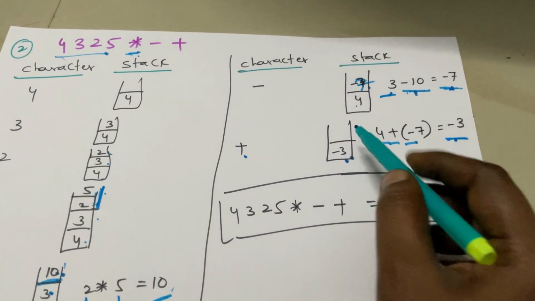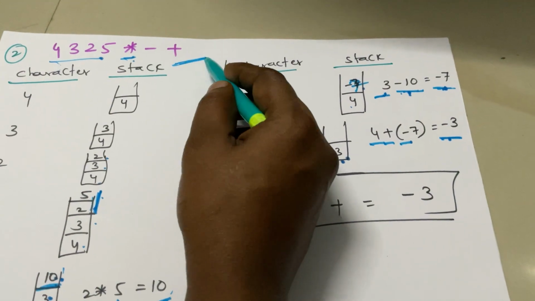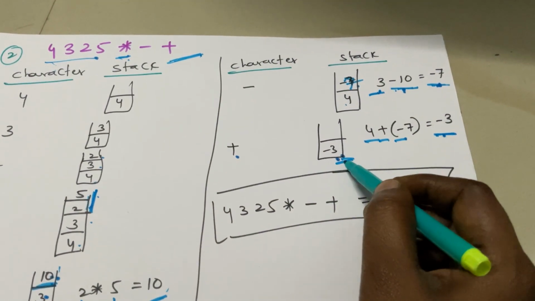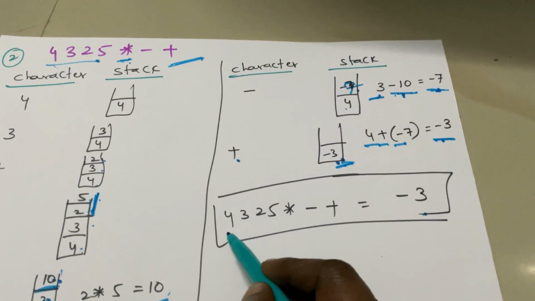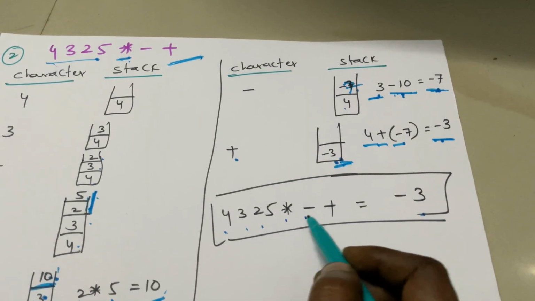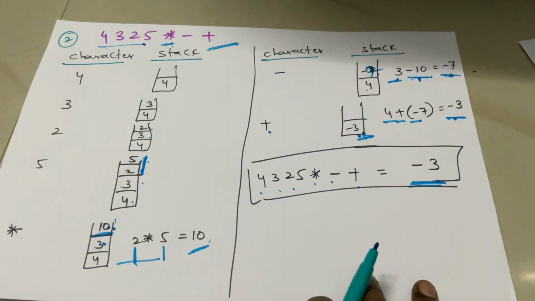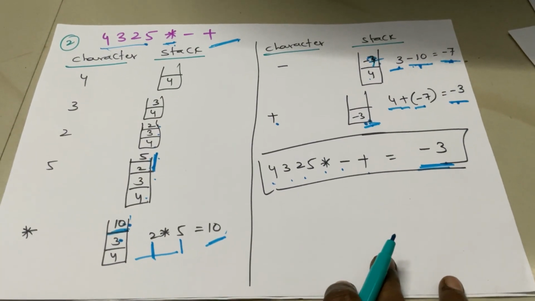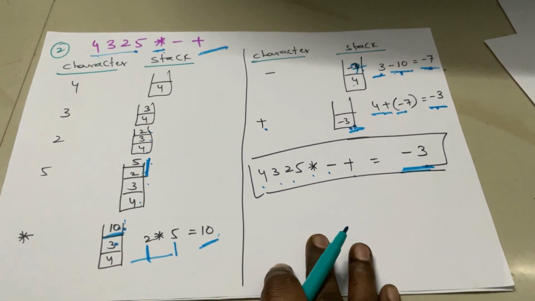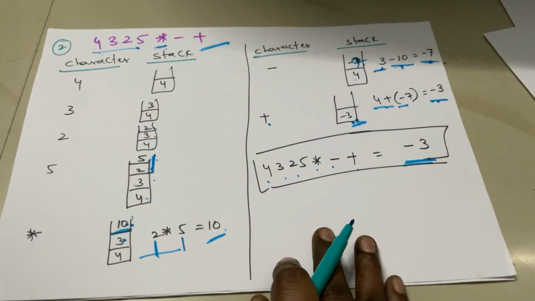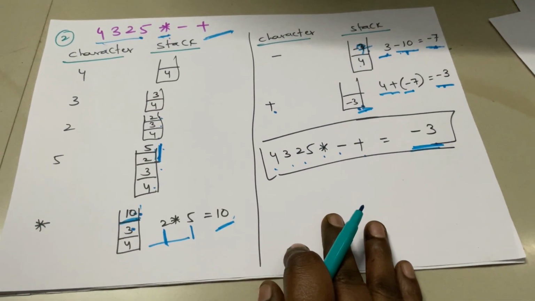Now no operator do you find after this plus. So this is the result. You just pop and print the result. 4325 star minus plus, the result is minus 3. So this is the way you have to evaluate the postfix expression. Most important for your internal and external examinations. Okay. Thank you.